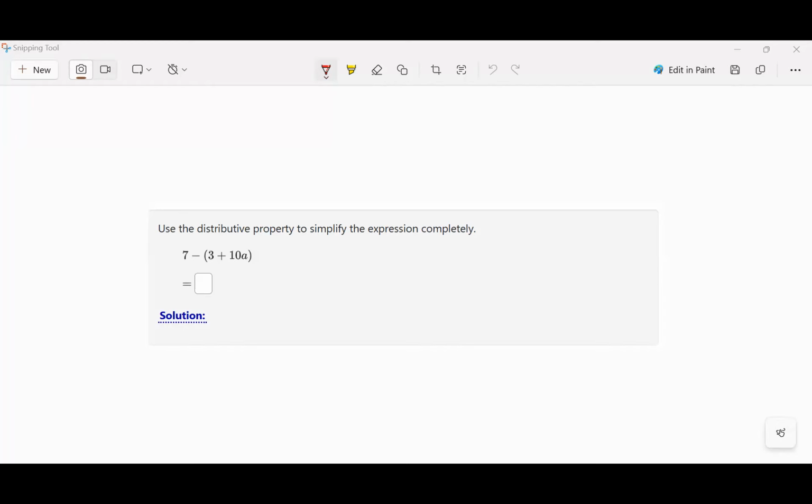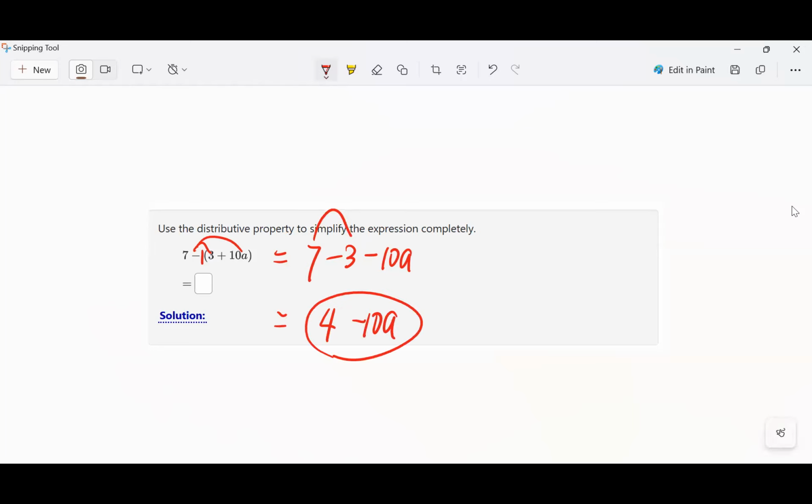Let's go back to that question and complete it. You should go back here and just put the invisible one on that and distribute it. We get 7 minus 3, minus 3, right? Negative 1 times 3 is negative 3. Negative 1 times 10a, minus times plus is minus. From there, you just combine those two numbers. 7 minus 3 is 4. So that's the correct answer, right? 4 minus 10a.